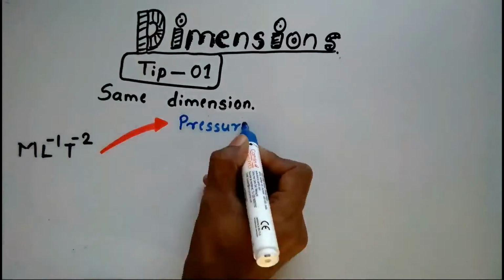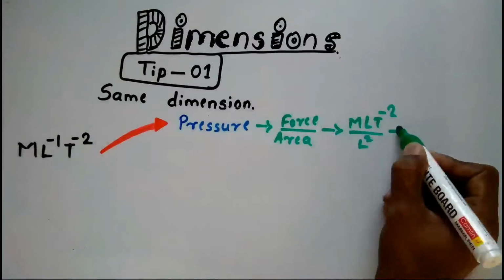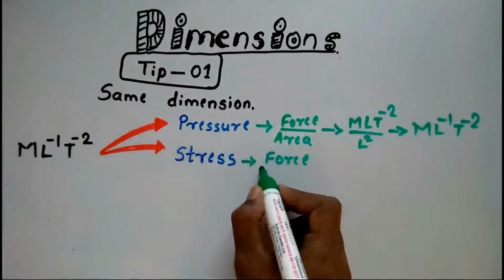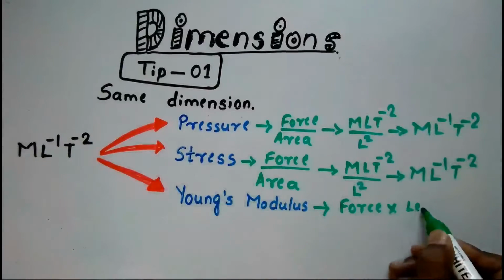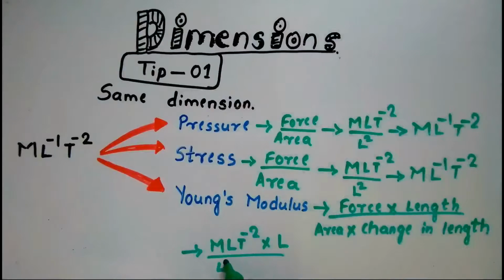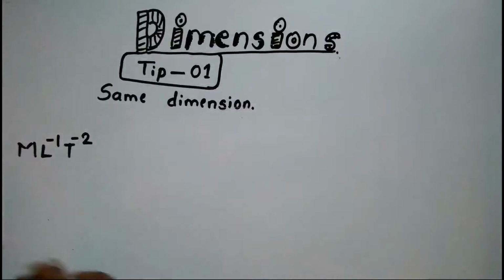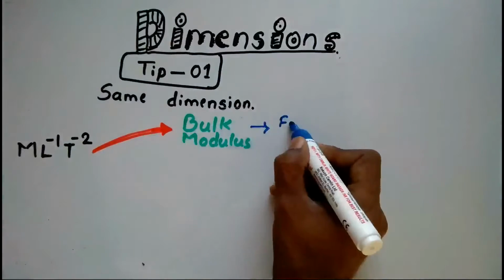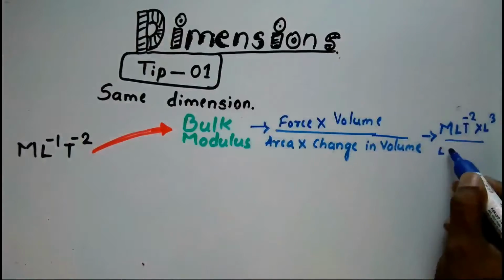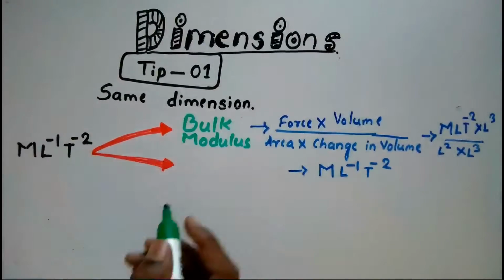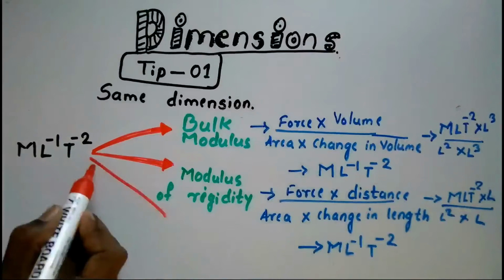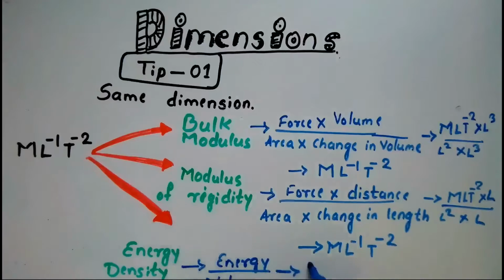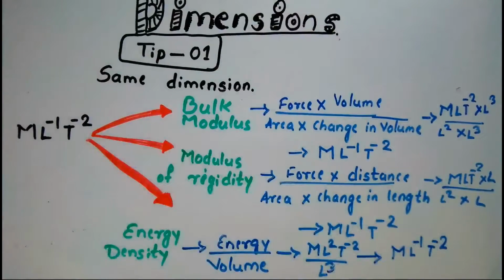Next is M L^-1 T^-2, that is pressure, force per area, and stress is also force per area. And Young's modulus, that is also stress per strain, but here the strain does not have any dimensions as well as SI unit, so we consider only stress. Stress is nothing but the pascal, that is M L^-1 T^-2, which is valid for bulk modulus and modulus of rigidity as well. And next is the energy density, that is energy per volume.